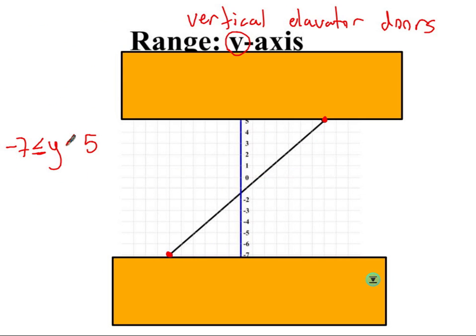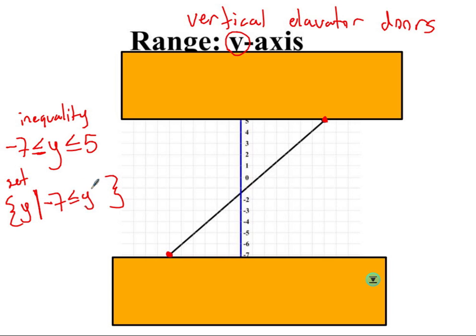Alright, and notice that we have a closed circle by 5, so we have to use less than or equal to. So this is the inequality form. Set notation, basically the same thing. Remember, we're no longer using x as our variable, we're using y. So this time we have curly braces y, we still have that vertical line, and basically you take this inequality and put it inside, and so this is what we have here now. This is our interval, or our set notation.